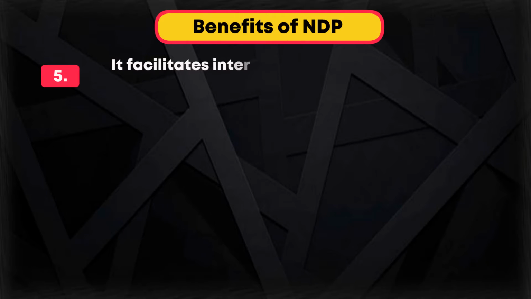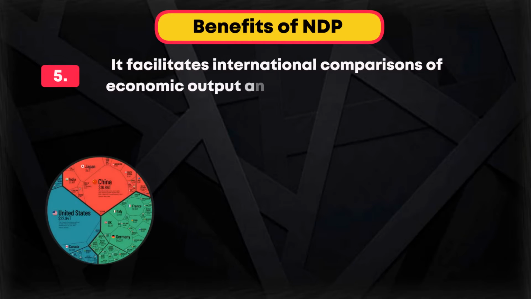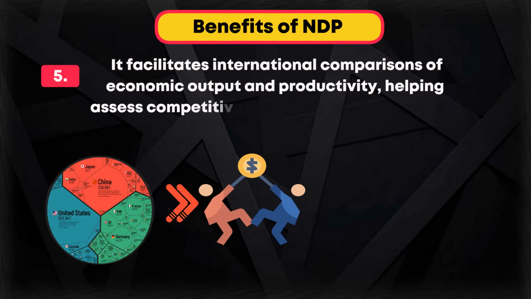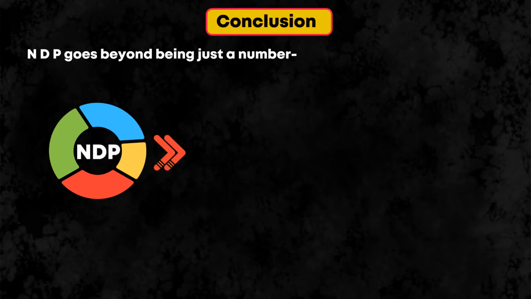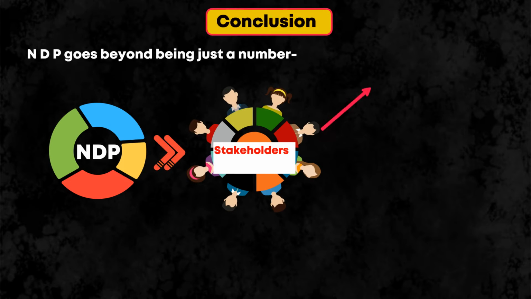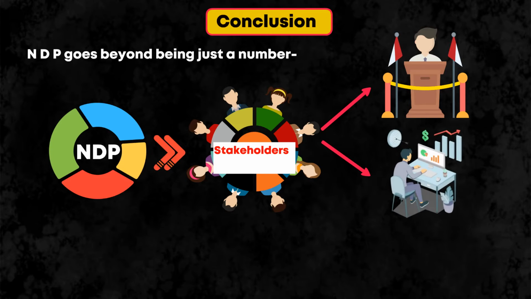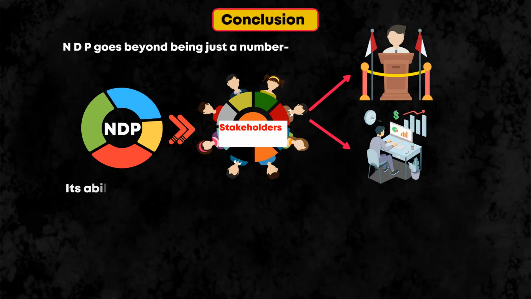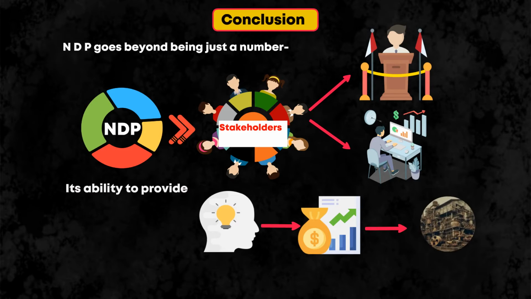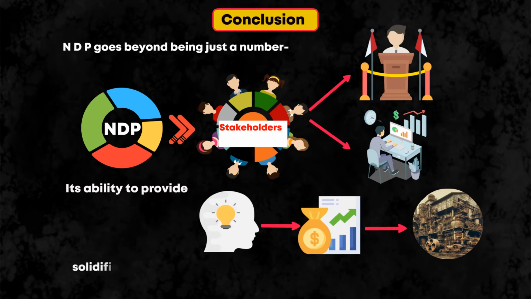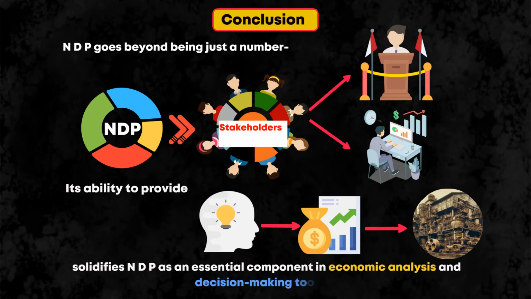Fifth, it facilitates international comparisons of economic output and productivity, helping assess competitiveness and facilitating global trade and collaboration. NDP goes beyond being just a number. It becomes a powerful tool empowering stakeholders at all levels, from national policymakers to international analysts and investors. Its ability to provide a thorough understanding of a country's economic situation, taking into account depreciation intricacies, solidifies NDP as an essential component in economic analysis and decision-making toolkit.